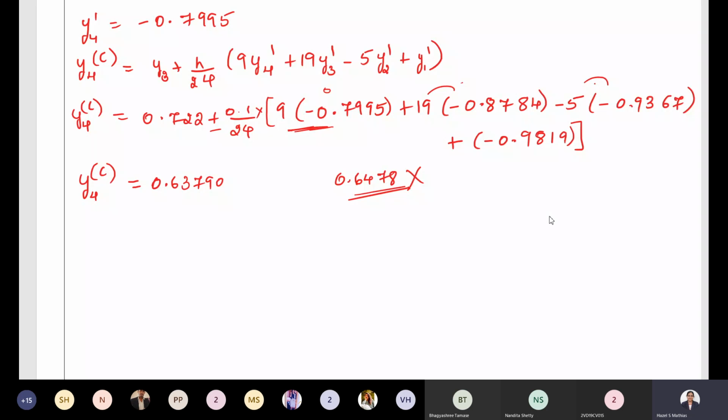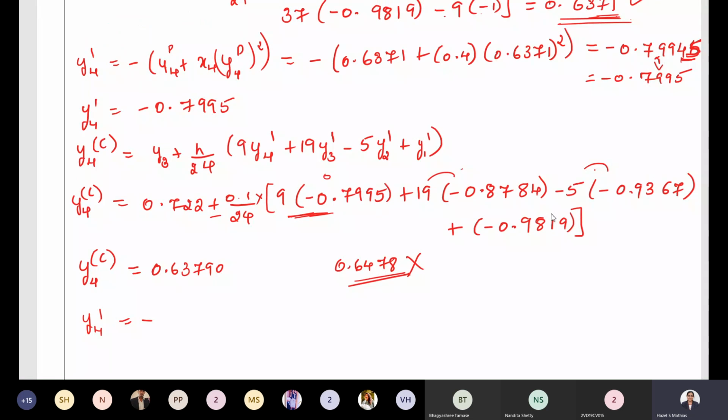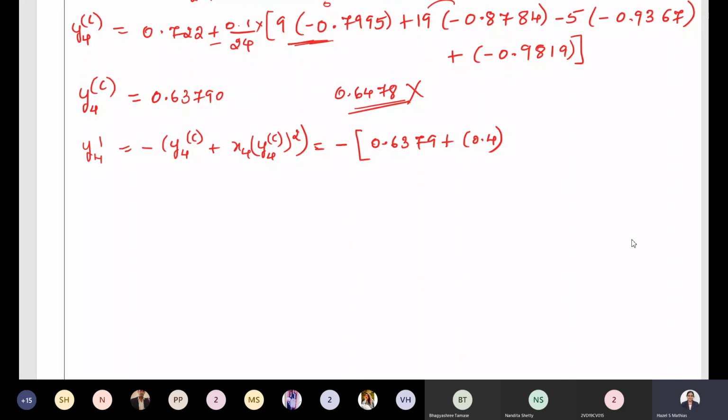Now we need to apply the corrector formula again. For that, find y4 dash. So what will be y4 dash? Y4 dash will be minus y4 plus x4 y4c whole square. So according to that, minus, what is the value of y4? We got it, the corrected value 0.6379, plus x4 value is 0.4, then y4 whole square. So according to that, it is 0.6379 whole square. So what will be the value of y4 dash? Just check.